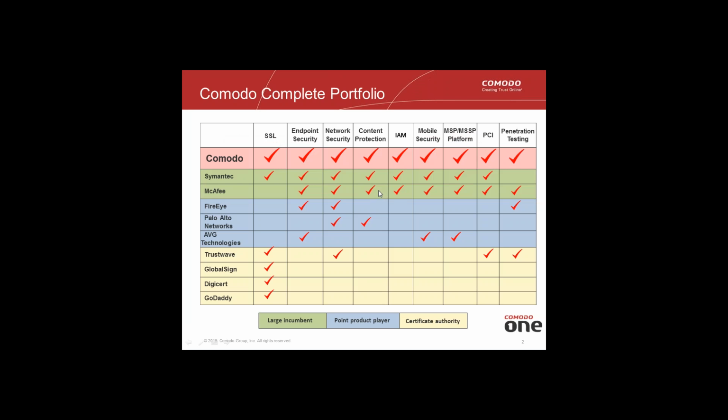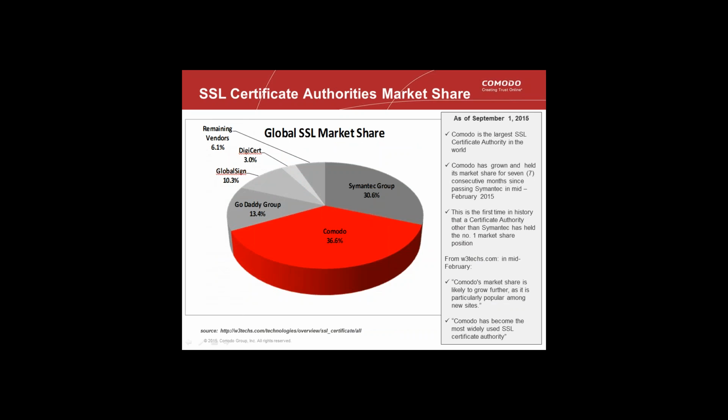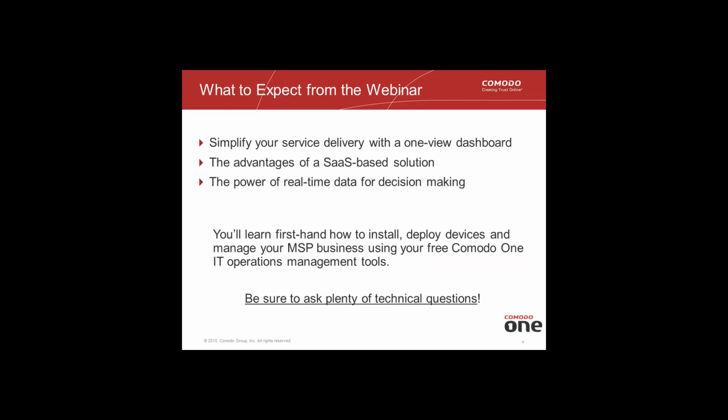So, we'll start off by talking about who Komodo is. Some of you may know who we are, some of you may not, but we started in 1997, and we are a leading SSL certification vendor. We also have a complete portfolio across 80 products, and here's a snapshot of just some of them in various product categories. As mentioned, we are a leader in SSL certificate authorities. We have over a third of the marketplace right now, and our share has been continuing to grow.